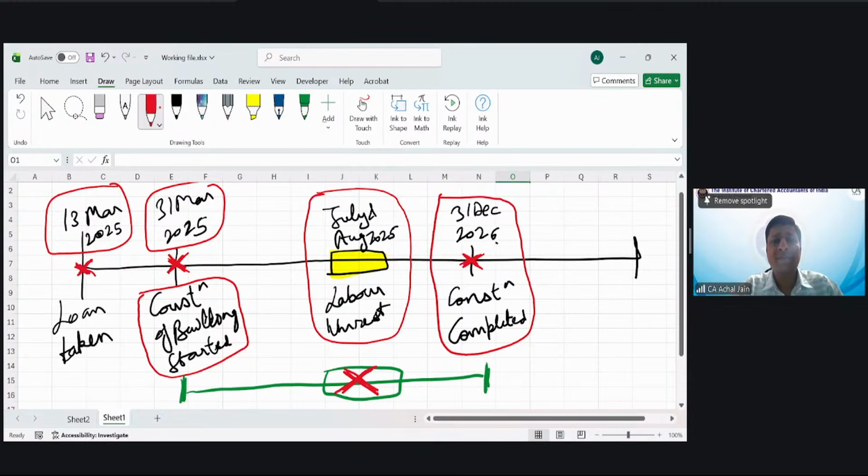Everyone clear on this? Any questions? See, this is again an important part of the standard because this largely talks about these aspects of capitalization, because the dominant part of this accounting standard is capitalization only. So any questions, any doubts that you may have, let's discuss that.